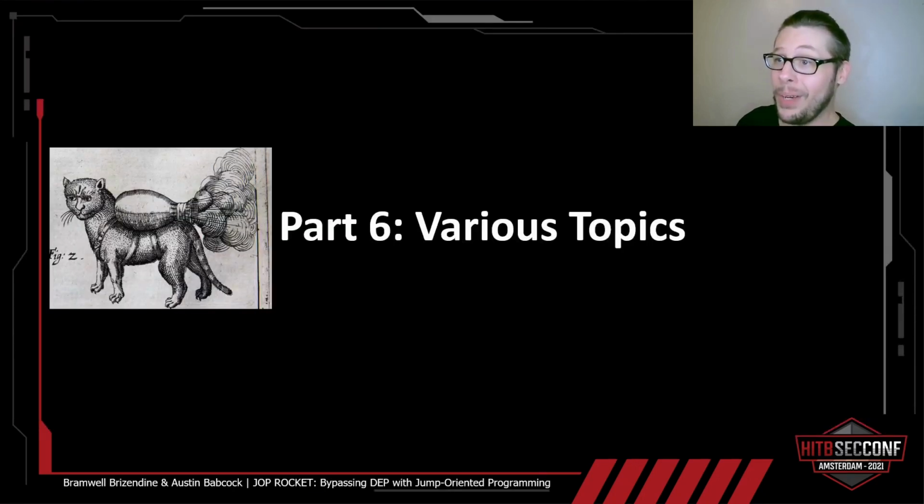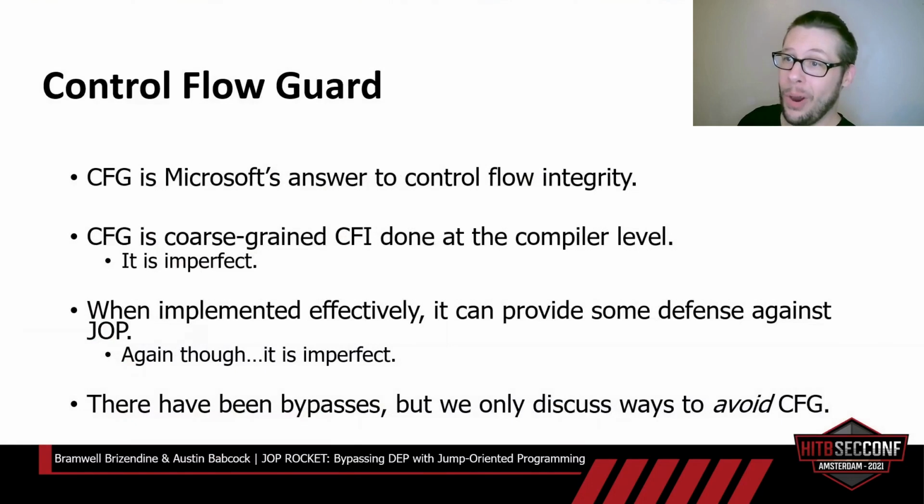Some other quick various topics. Control flow guard. It's Microsoft's way to enforce control flow integrity. But the thing is, it's done at a compiler level and it's very coarse grained. Now, there have been various bypasses out there. We're not going to talk about this. We're just briefly going to address some ways to maybe avoid it. Because if it's done perfectly, it can provide some good defense against JOP.